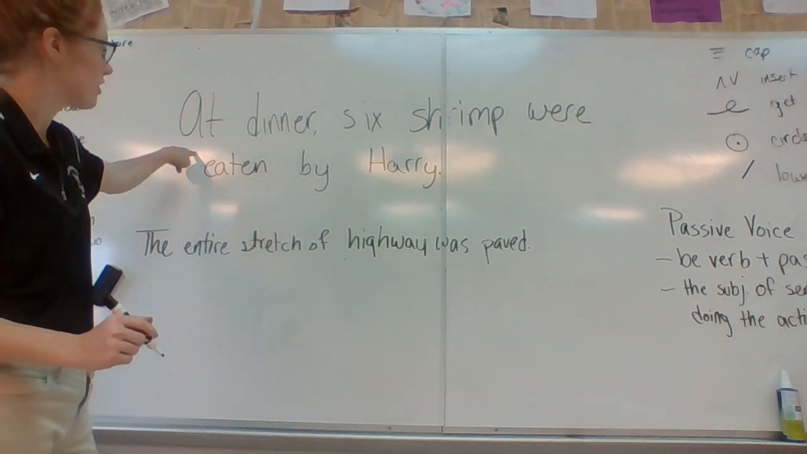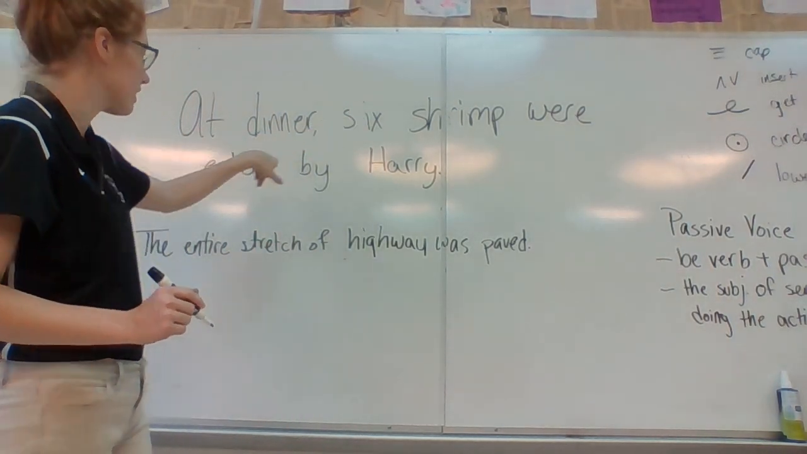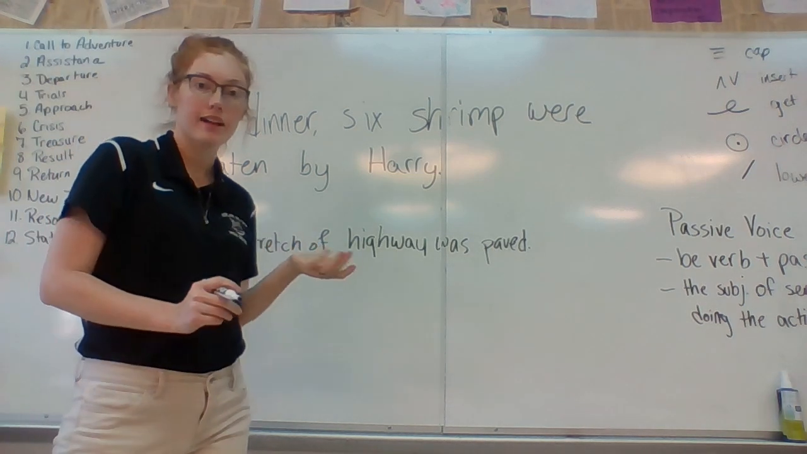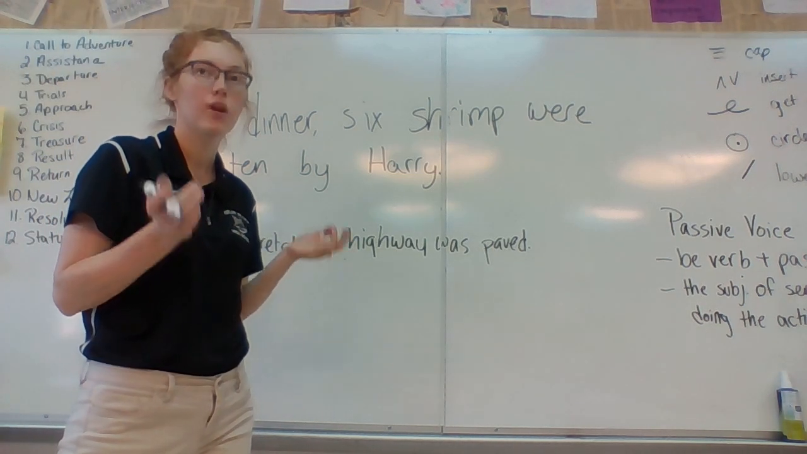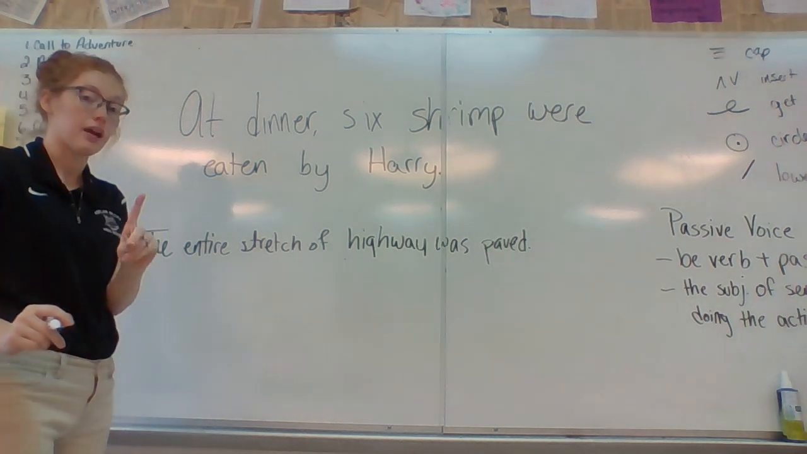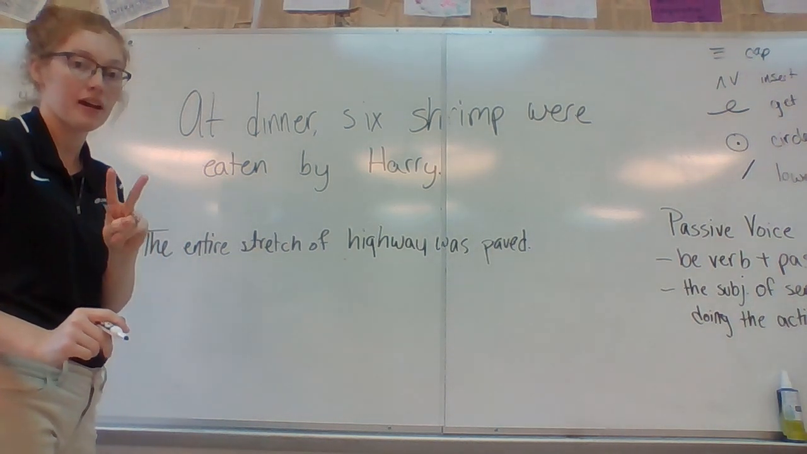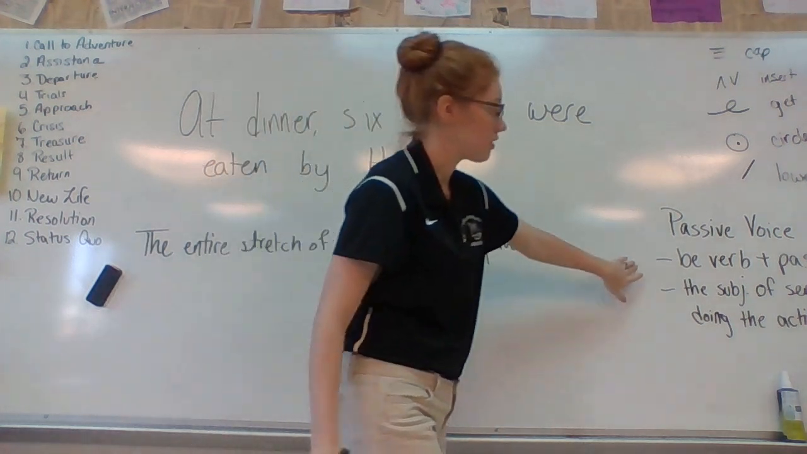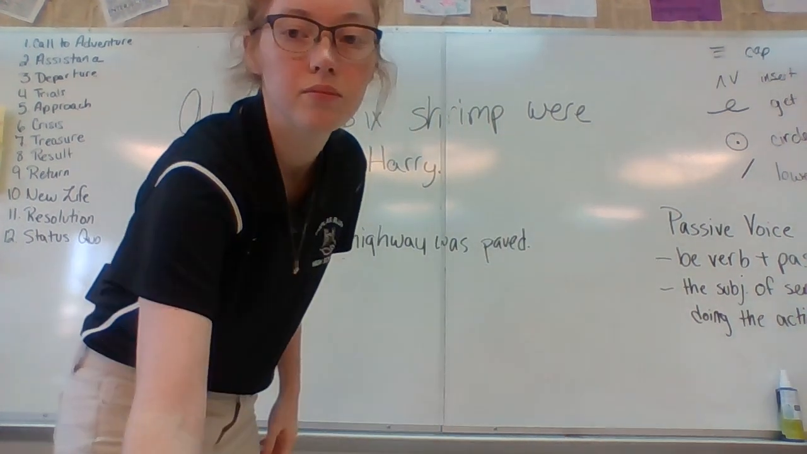Okay, so in this first sentence, at dinner, 6 shrimp were eaten by Harry. Is it active or passive? So ways to tell is you can look for a be verb with a past tense verb, which you can see right over here.